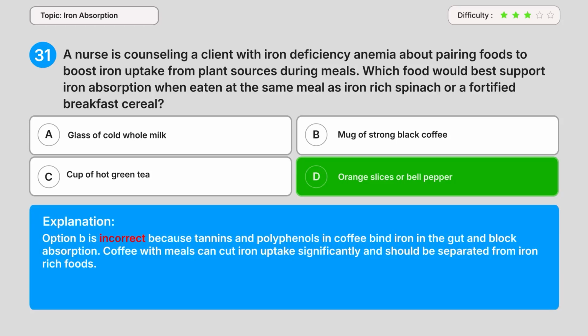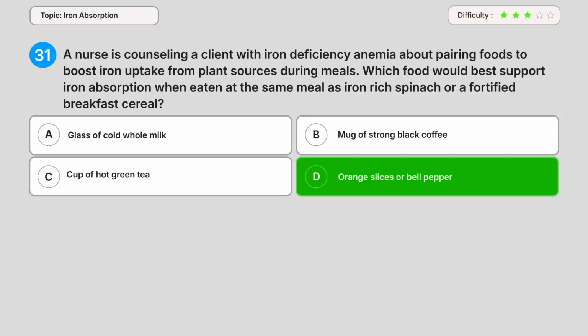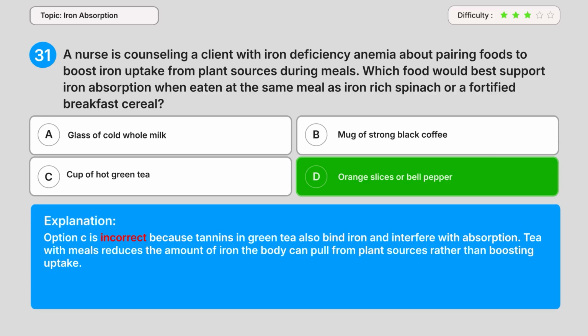Option B is incorrect because tannins and polyphenols in coffee bind iron in the gut and block absorption. Coffee with meals can cut iron uptake significantly and should be separated from iron-rich foods. Option C is incorrect because tannins in green tea also bind iron and interfere with absorption. Tea with meals reduces the amount of iron the body can pull from plant sources rather than boosting uptake.